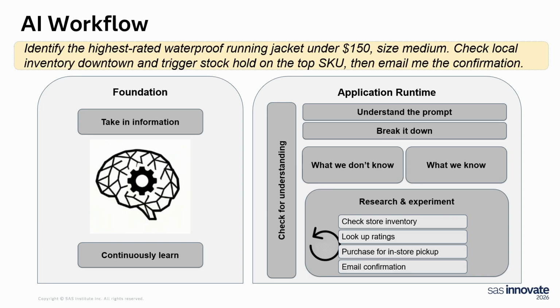Well, I know I need a rain jacket. I know that I wear a size medium. I know that I like the downtown store, for example. And then maybe what I don't know is if they have it in stock, if they have what I want, if it's available for pickup today. And so we have this loop, this little process that we as humans do: checking the inventory, looking at the ratings, purchasing it, and getting a confirmation.